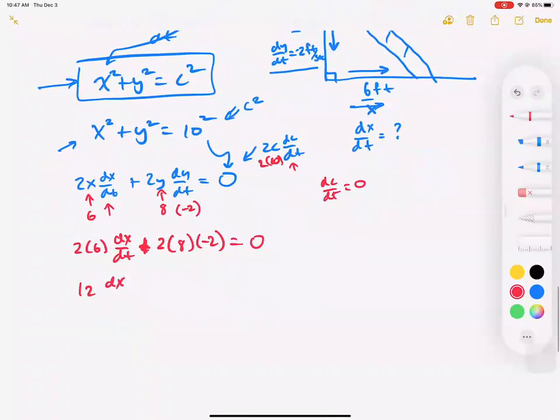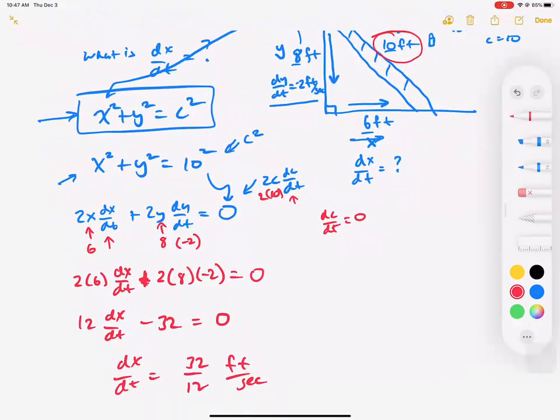12 dx over dt plus, oh, that's a minus now, right? Minus 32 is equal to 0. dx over dt is equal to 32 over 12. And we're going to say this is feet per second, because that's the units we were using. So if the ladder is sliding at 2 feet per second, which is pretty darn fast, imagine if something dropped 2 feet per second, you are falling. The ladder would be sliding out at 32 over 12, which is a little less than 3 feet per second. So it's going to hurt when you hit the ground.